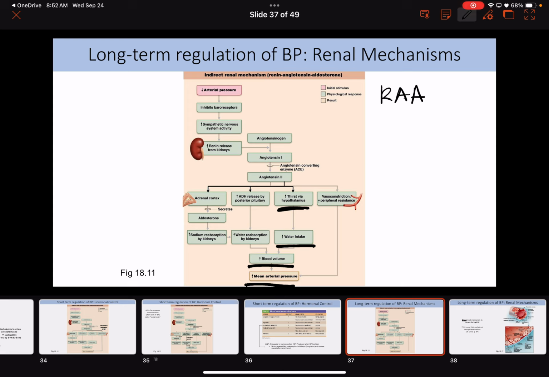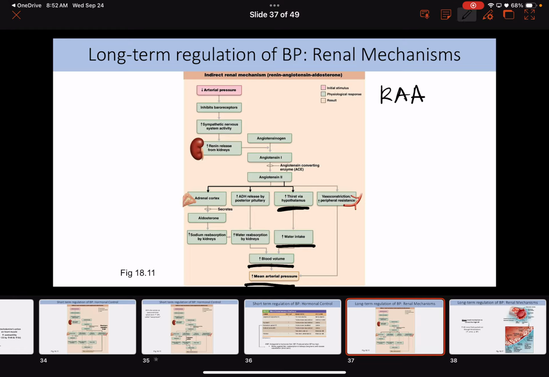Is it all happening simultaneously? No, it's all happening at once because angiotensin 2 is a hormone. So it's circulating throughout the body looking for receptors, and it's going to have receptors at the adrenal cortex, at the posterior pituitary, at the hypothalamus, and at all of our blood vessels. So this is happening all at the same time. These are all 4 different ways that we're going to increase blood pressure.